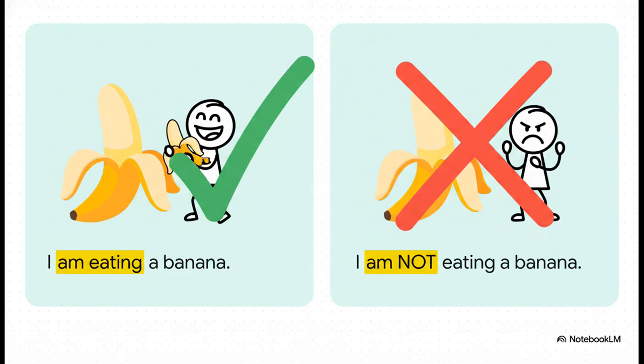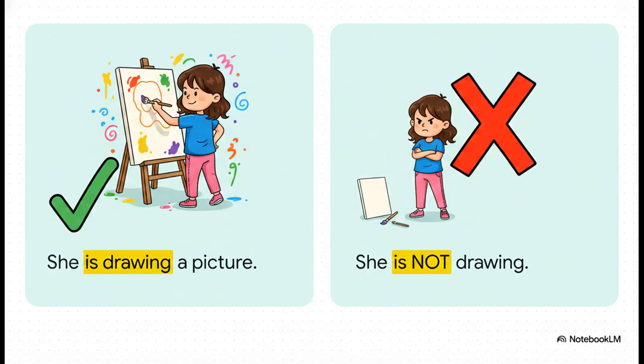On the left, our affirmative, I am eating a banana. On the right, our negative, I am not eating a banana. It really is that straightforward. And it works exactly the same with a singular subject like she. Left side, she is drawing a picture. Make it negative, just find the is and pop a not right after it. She is not drawing a picture. Boom. Once you spot that helping verb, you hold the key to making any sentence in this tense negative.